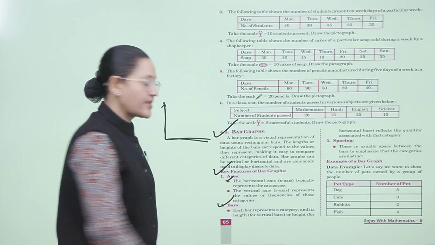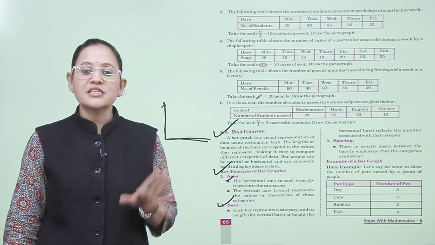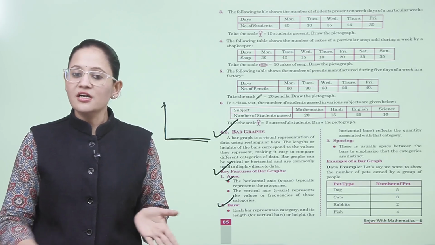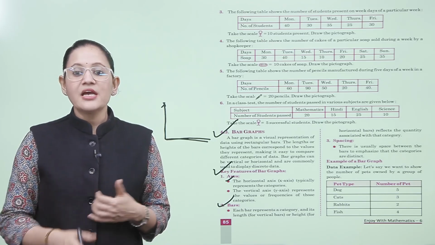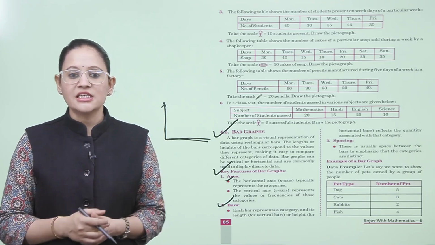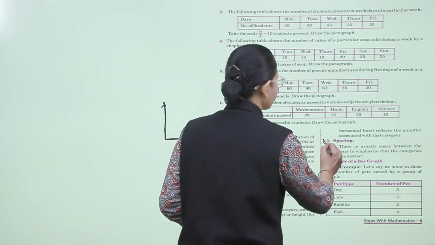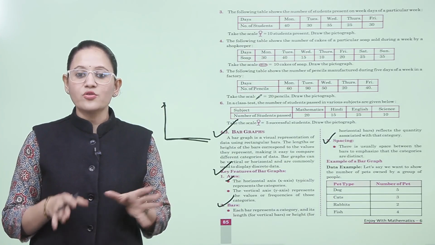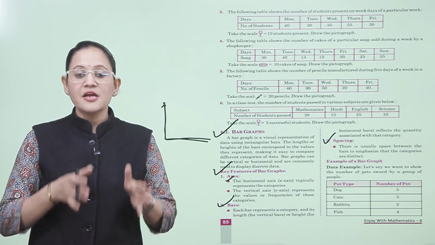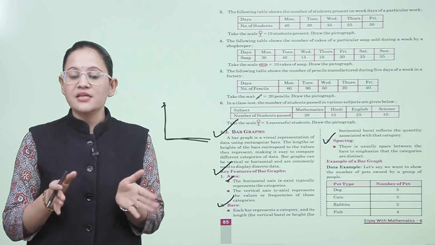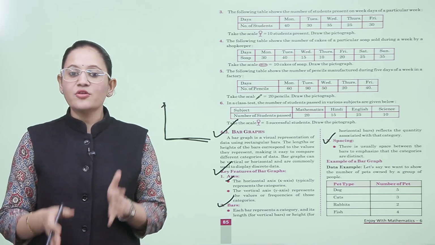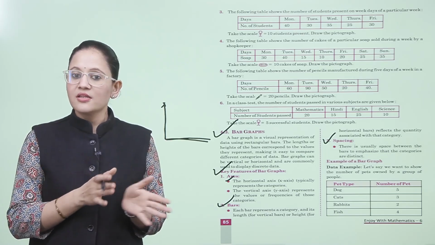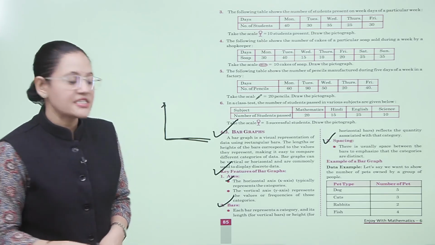Next is bars. In bar graph, each bar represents the category, and its length for horizontal bars or the height for the vertical bar graph. Clear? It reflects the quantity associated with the category. Next is spacing. There is usually space between the bars to emphasize that the categories are distinct, but the space between the bars is always uniform. The height of the bars may be different, but the space between two bars will remain constant or the same.